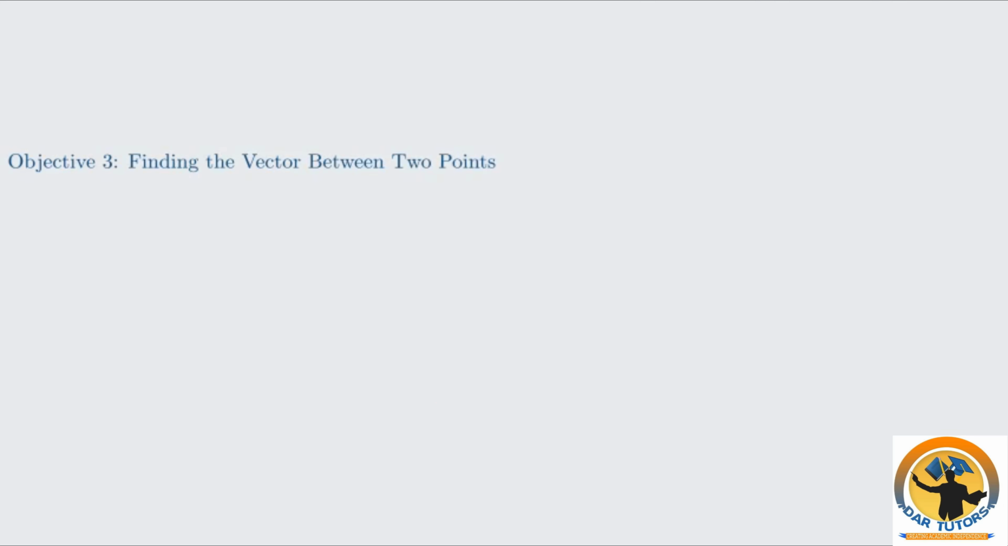Now we move to our third objective, finding the vector between 2 points. This is a fundamental concept in coordinate geometry.